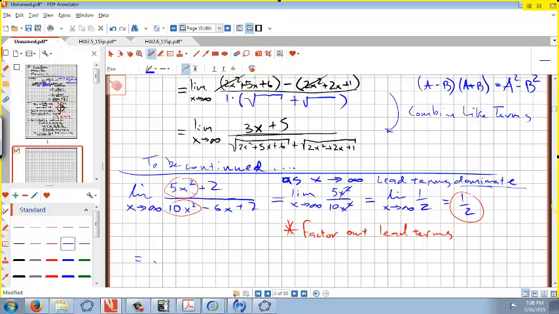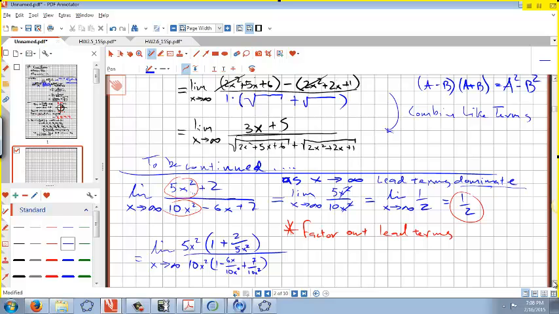So if I look at this, what's the lead term? The lead term is 5x squared. If I factor out 5x squared, I'll put it out here, and then what did I have in here? I had 1 plus 2 over 5x squared. I factored it out of the top, and now I'm going to factor 10x squared out of the bottom. So all I've done is factor. That's it. This becomes 1 minus 6x over 10x squared, plus 7 over 10x squared.